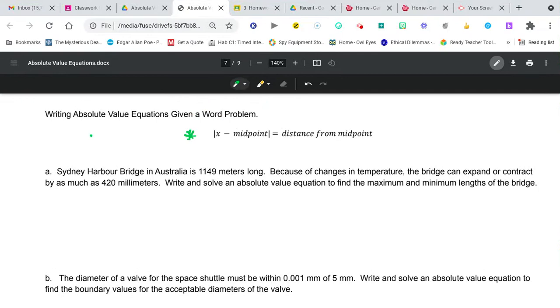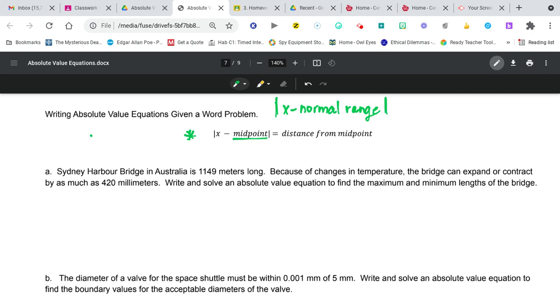However, the midpoint is not really a good term to use when you're talking about absolute value application problems. So instead of midpoint, I want you to write x minus the normal range. So whatever is normal for whatever it's speaking of, if it's talking about the bridge, I'm talking about the normal length of the bridge. If it's talking about a valve, the normal width of the valve.